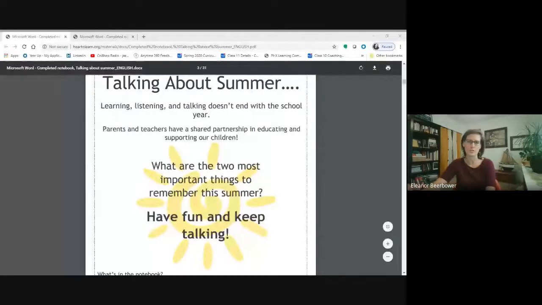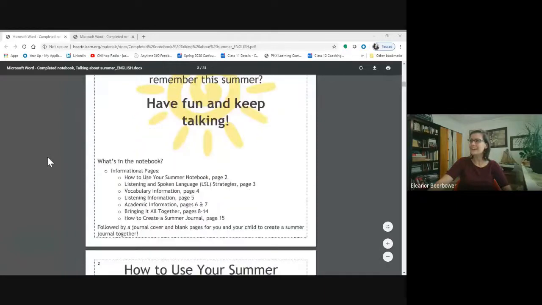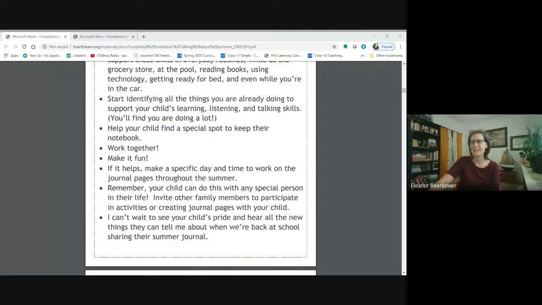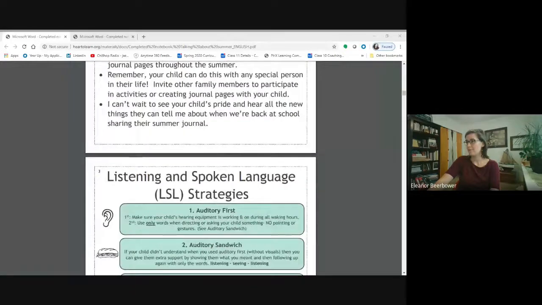This is probably where you'll start printing the notebook if you're going to print it out, which I recommend that you do. So this is the beginning of the summer notebook. And it has a little index and then a how-to page. This shows that there's informational pages, putting it together, and then just some special things that might help make it a real treasure for you and your family and your child. Keeping it in a special spot, working together, making it fun. And then we get to the informational pages.